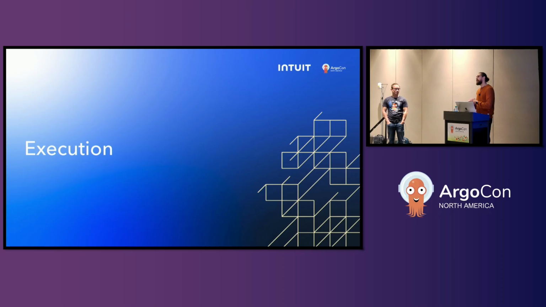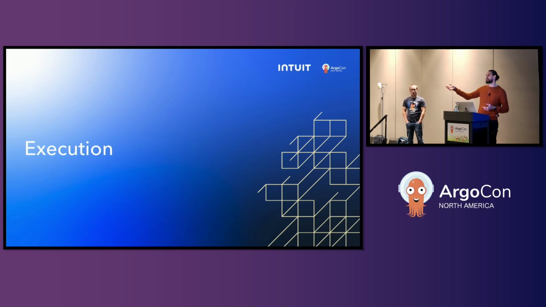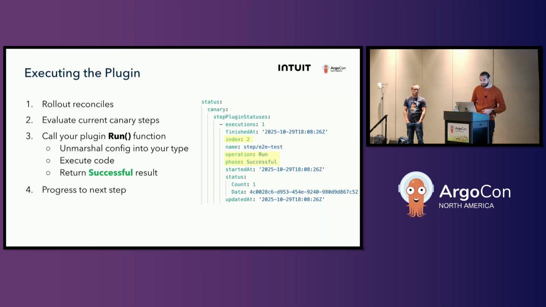So now let's dive into how rollout works and how it will call these methods. Let's assume a simple use case, that we have a plugin that calls Jenkins, because most people know what Jenkins is. We're just going to call Jenkins and try to get the result of a job, the last result of that job.